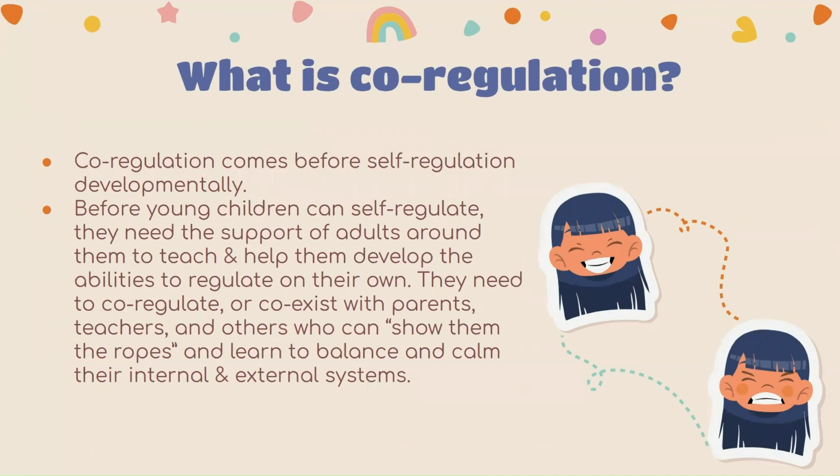Co-regulation comes before self-regulation developmentally. Before your children can self-regulate, they need the support of adults around them to teach and help them develop the abilities to regulate on their own. They need to co-regulate or coexist with parents, teachers, and others who can show them the ropes, and learn to balance and calm their internal and external systems. Co-regulation is the feelings and behavior of people in close proximity to us, directly impacting how we feel and respond to our emotions. When children become upset, if those around them stay calm, demonstrating how to calm down, the child too can also calm down.